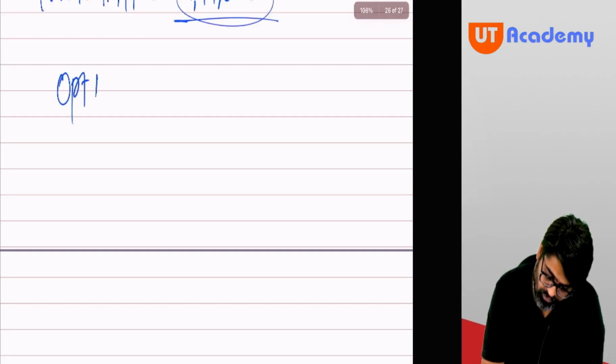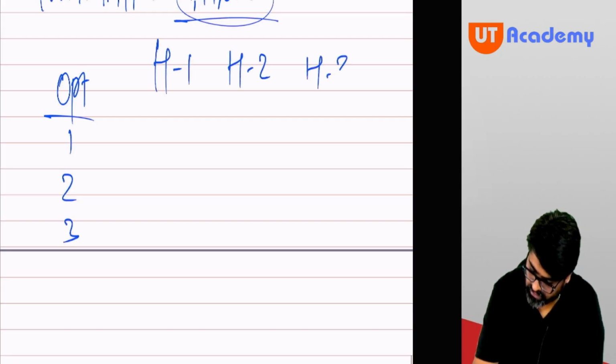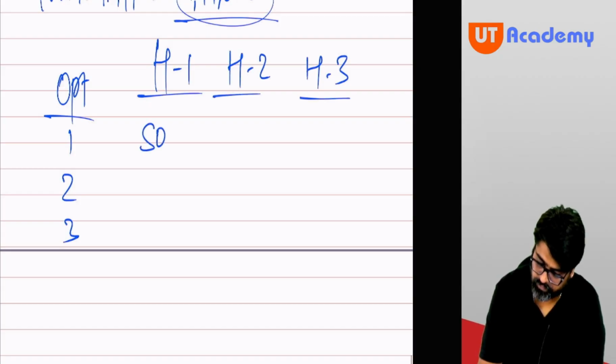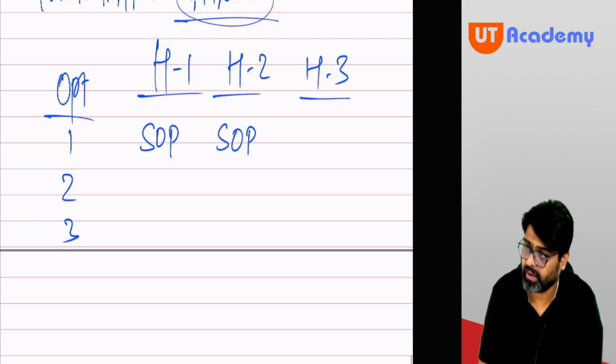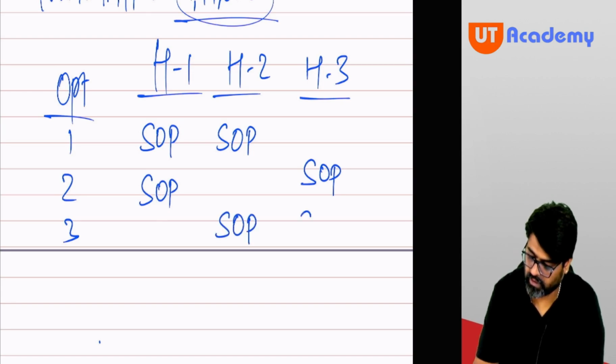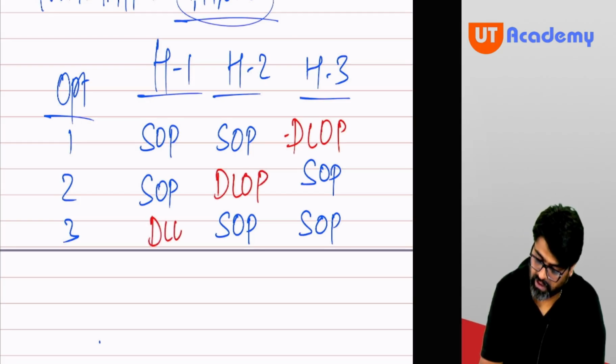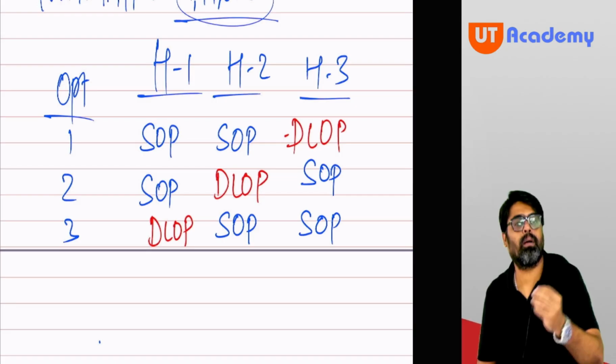Option 1, 2 and 3. This is H1, H2, H3. H1, H2 SOP, then this will be DLOP. Option 2, H1 is SOP, H3 is SOP, then 2 will be DLOP. Option 3, this is SOP, this is SOP, then this will be DLOP. Can I say this I will have to show as DLOP, or this I can show as DLOP, or this I can show DLOP? Now, which will be the best option according to you?